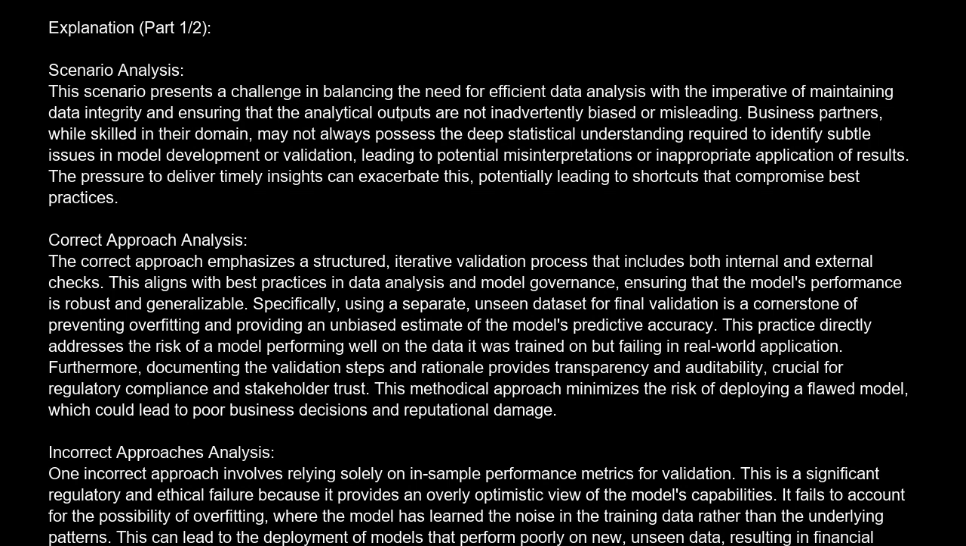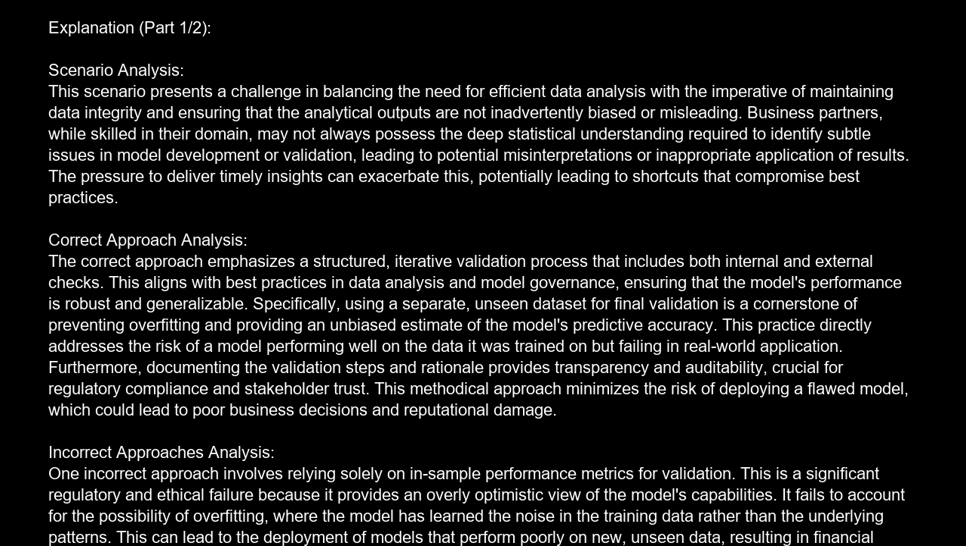The correct answer is D. The partner uses a portion of the original dataset that was not used during model training for a final, independent evaluation of the model's predictive accuracy. Explanation. Scenario analysis. This scenario presents a challenge in balancing the need for efficient data analysis with the imperative of maintaining data integrity and ensuring that the analytical outputs are not inadvertently biased or misleading.